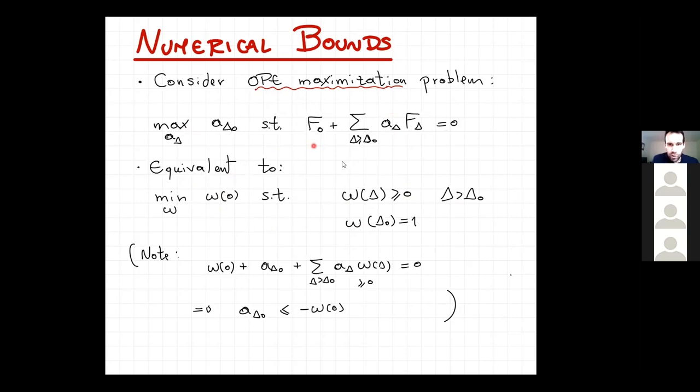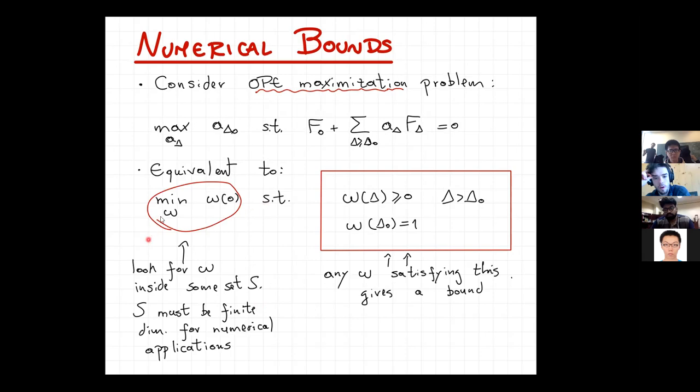Well, it's easy to see. So you have a solution to crossing. Let us construct the functional that satisfies these constraints, and let us apply it to the crossing equation. When you apply it to the crossing equation, you see that it gives you omega zero plus a delta zero plus these guys. Okay, but these guys are positive, and so automatically you get a bound that a delta zero is smaller or equal than minus omega zero. Okay, so if you minimize omega zero, you're going to get the best possible bound on this OPE coefficient.